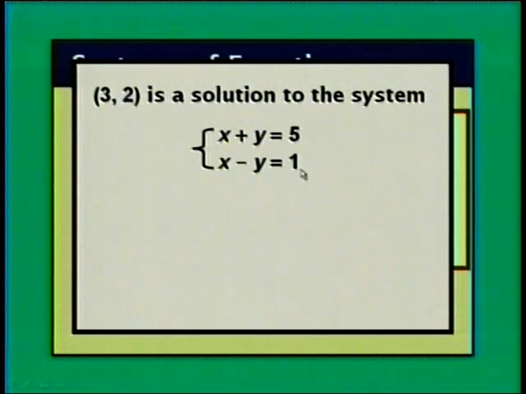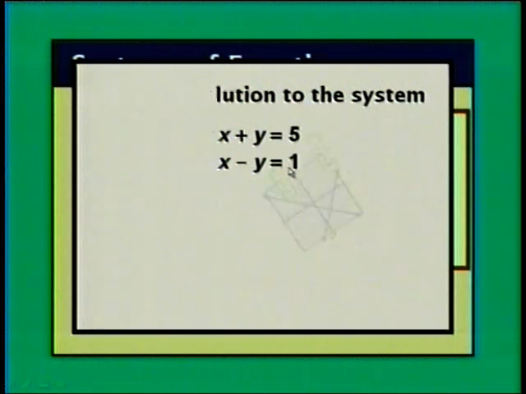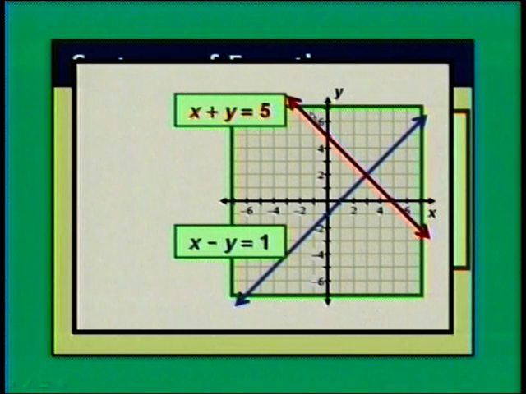Now, the graph of each of these equations is a line, and so we call this particular type of system a linear system of two equations with two unknowns. Let's look at a graph. Here's a graph of the line x + y = 5, and here's a graph of the line x - y = 1. Notice that the two lines intersect at the point (3, 2).